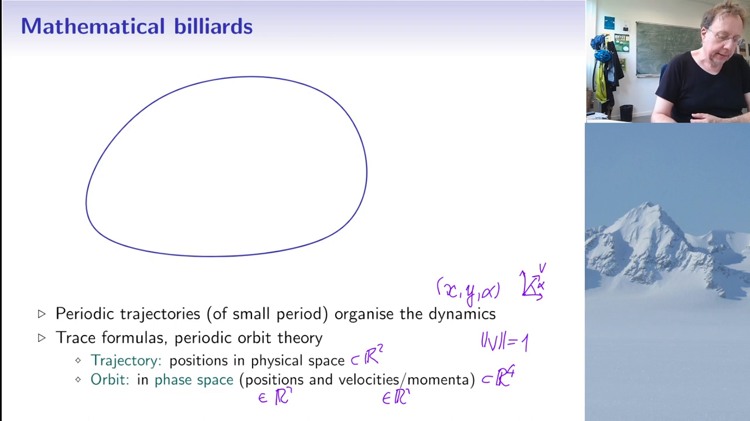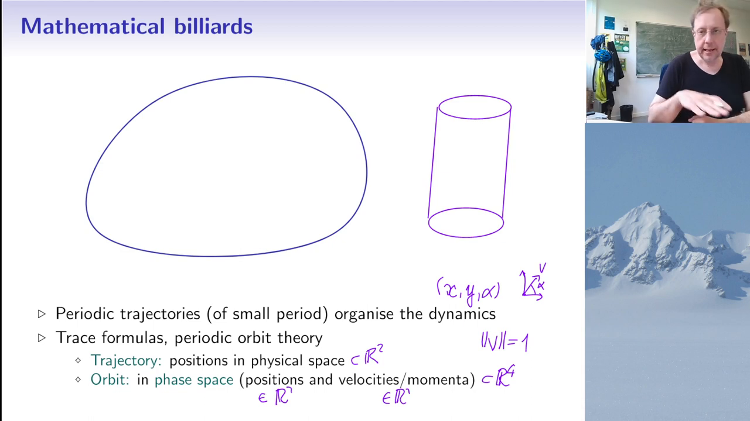One way in which you can look at this is to say it's a bit like having a skyscraper that has a kind of a shape of a solid cylinder, and the base of this cylinder is the shape of my billiard, and the vertical direction is the angle in which I move.